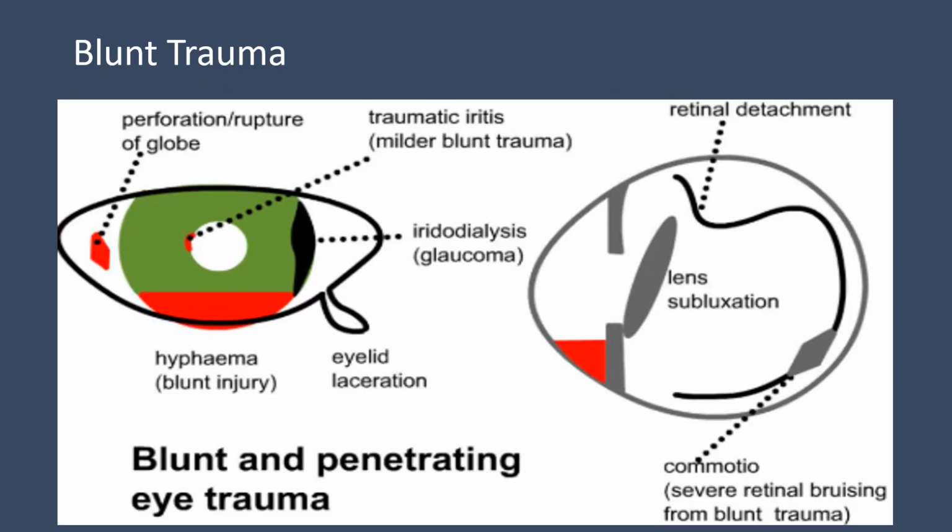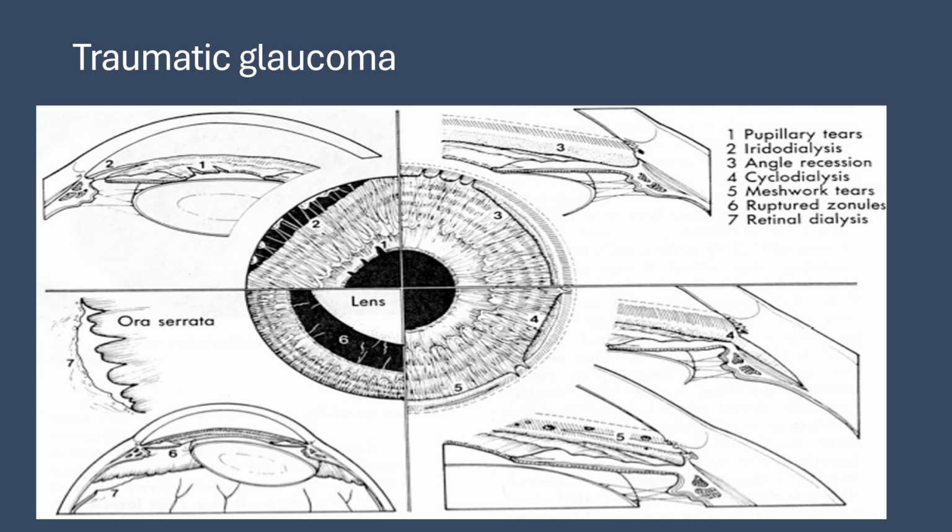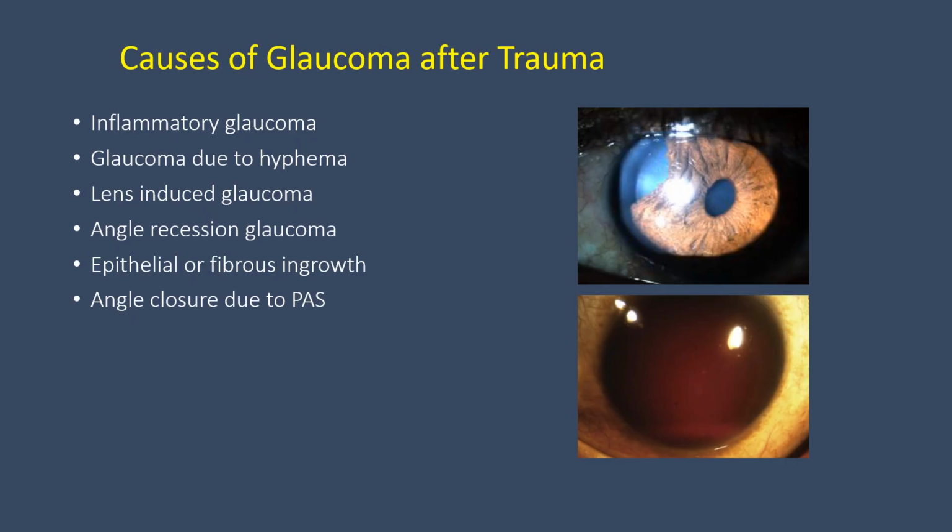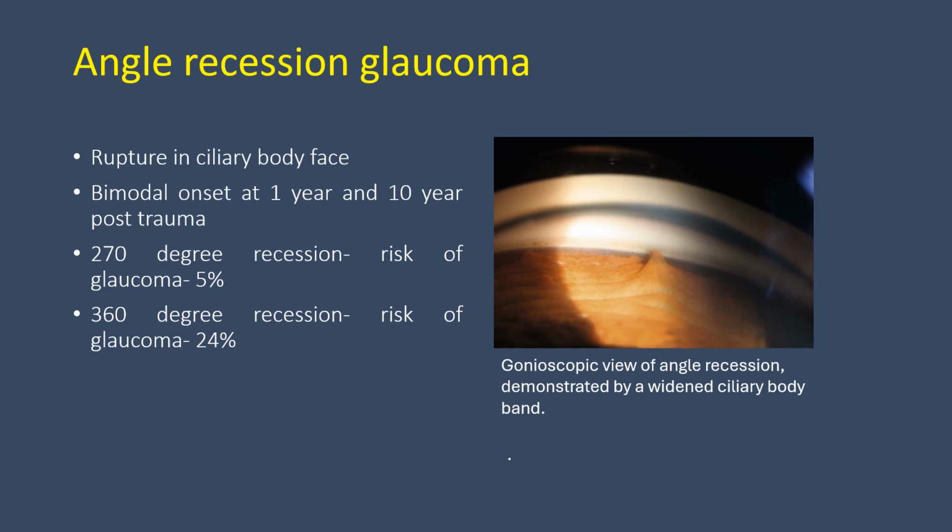Then glaucoma can also be associated with blunt trauma. There can be many types of blunt traumas or penetrating eye injuries, and glaucoma is one of them. In trauma, the glaucoma can occur because of pupillary tears, iridodialysis, angle recession, cyclodialysis, trabecular meshwork tears, ruptured zonules, or retinal dialysis. The causes of glaucoma after trauma are inflammatory glaucoma, glaucoma due to hyphema, lens-induced glaucoma, angle recession glaucoma, epithelial or fibrous ingrowths, or angle closure due to peripheral anterior synechiae. Out of these, the angle recession glaucoma is the most common one.